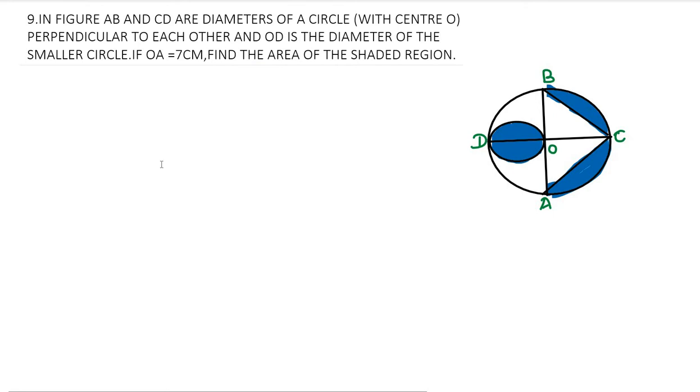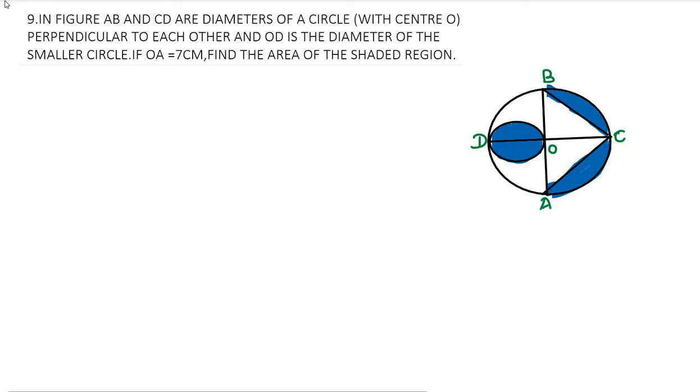Let us see the ninth sum first. In the figure, AB and CD are diameters of a circle with center O, perpendicular to each other, and OD is the diameter of the smallest circle. If OA is equal to 7 centimeter, find the area of the shaded region.